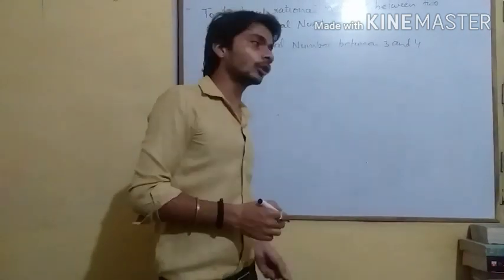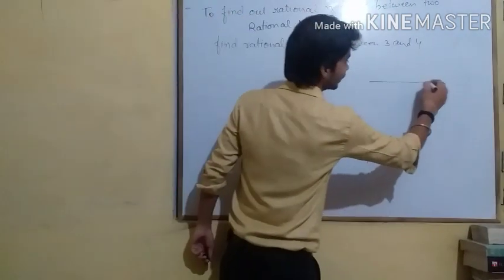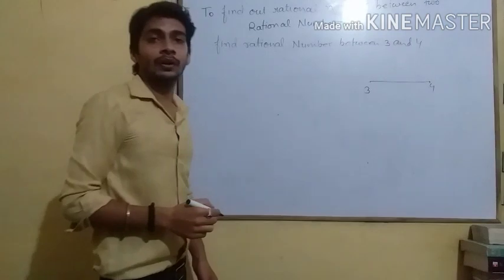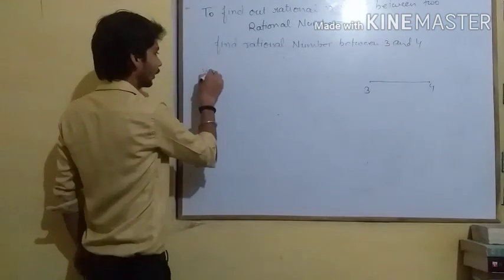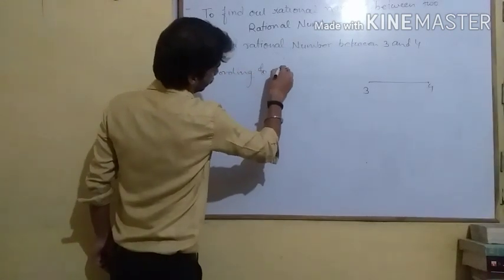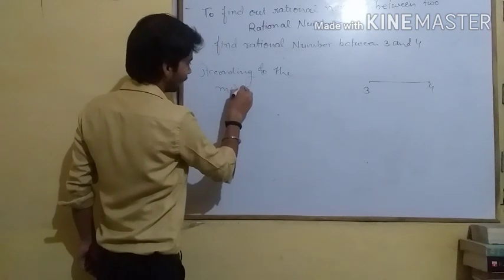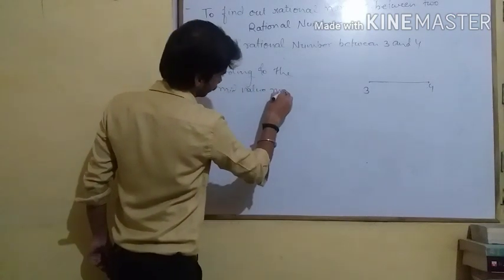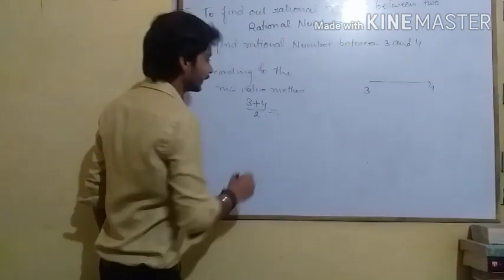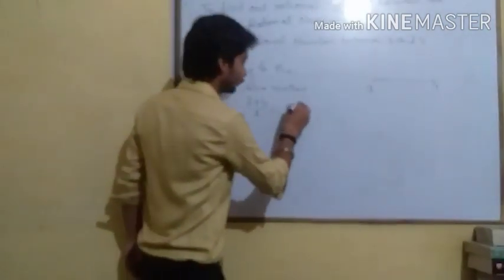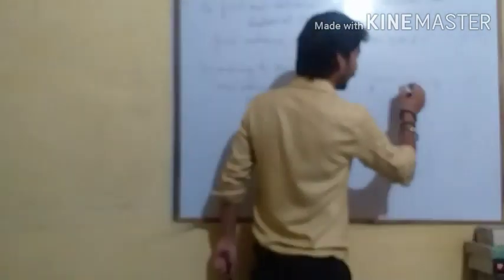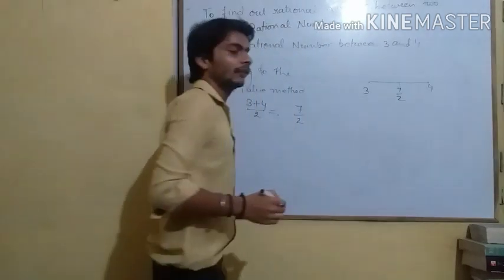And according to the mid value theorem, we have the two rational numbers, one is 3 and the second one is 4. Now according to the mid value method, (3 plus 4) divided by 2 gives 7 upon 2, which is the rational number between 3 and 4, the mid value of 3 and 4.